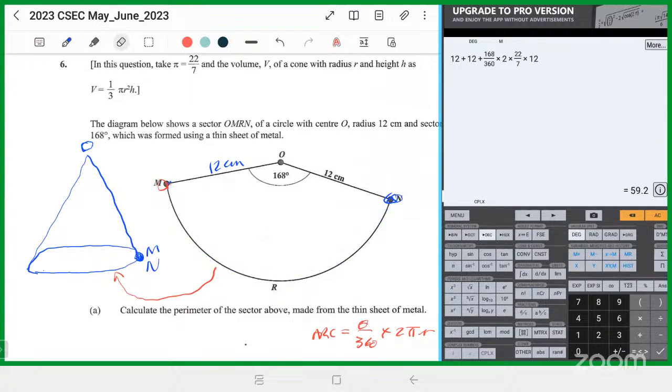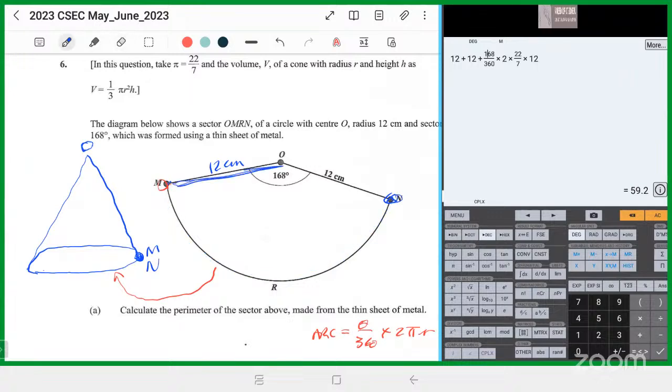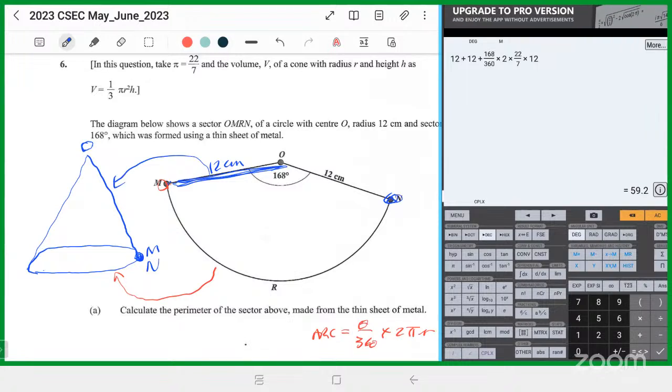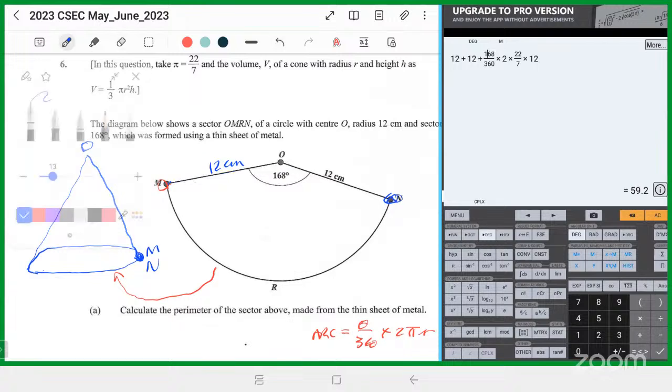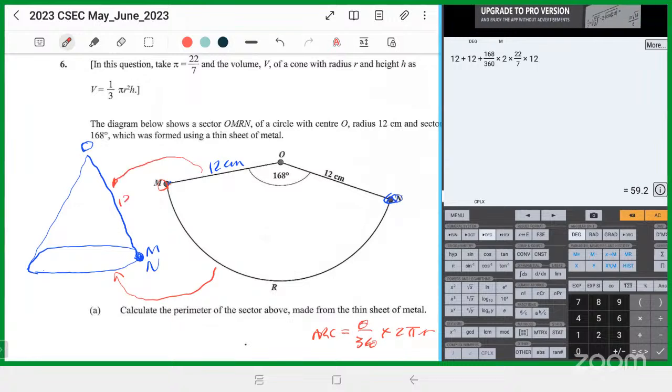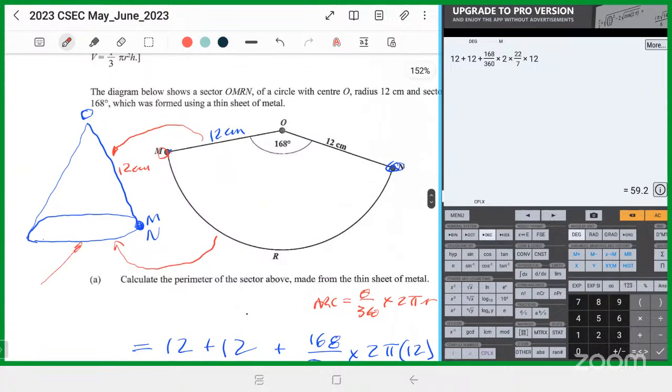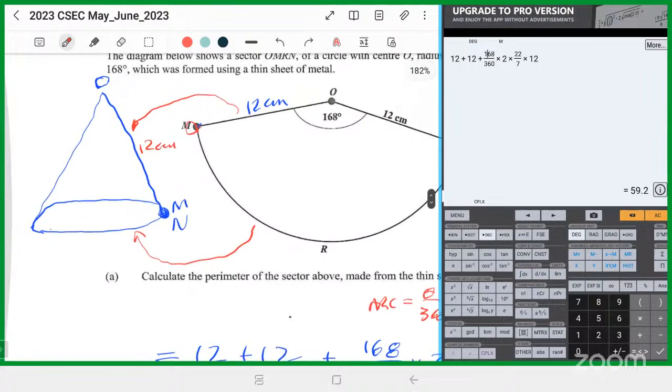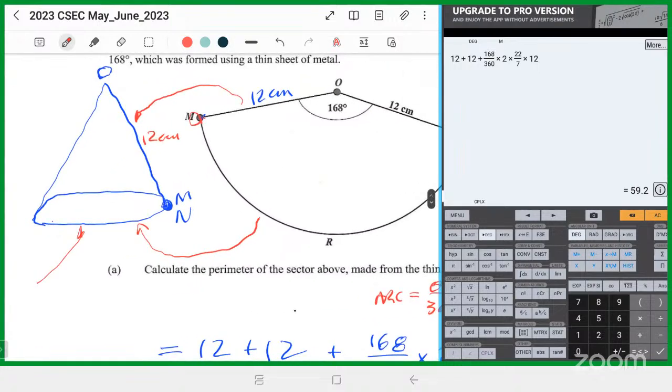And then this length is now this length, from O to M. This length is now 12 centimeters. And this circumference is what the arc length was. So this circumference equals the arc length. The circumference of this base is now equal to the arc length over there.